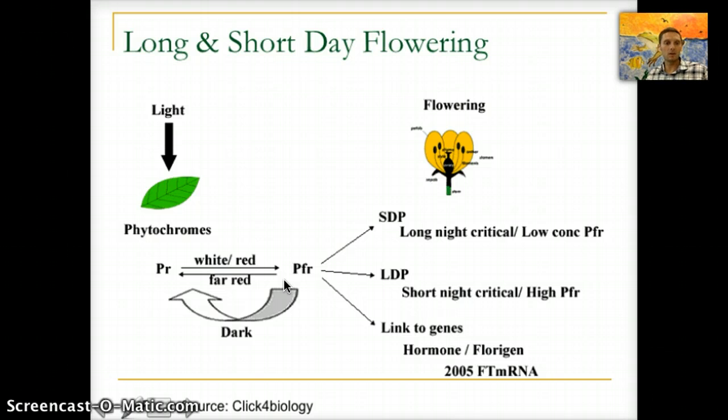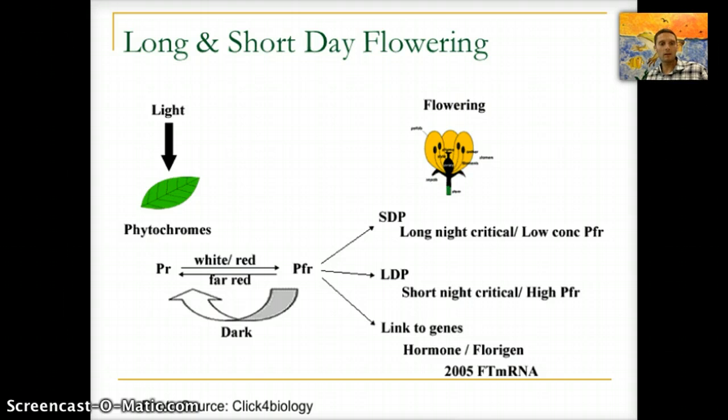At the end of long nights, so when the lights are really long, there's very little PFR that remains, because we know that it breaks down into the PR form, or it's less stable, so it breaks down into the PR form. So inhibition fails and the plant flowers. So when there's really long nights, there's lots of time for that PFR form to break back down into the PR form. And so the inhibitor fails, and so then the plant is able to transcribe those specific genes because the inhibitor is not blocking that gene being transcribed anymore, and so then the plant flowers.